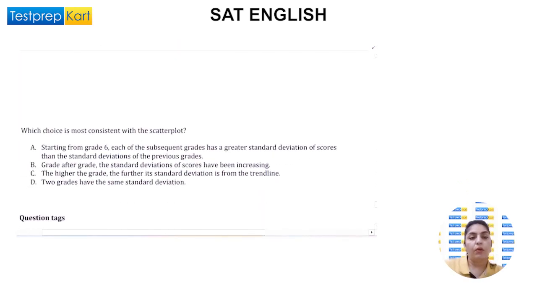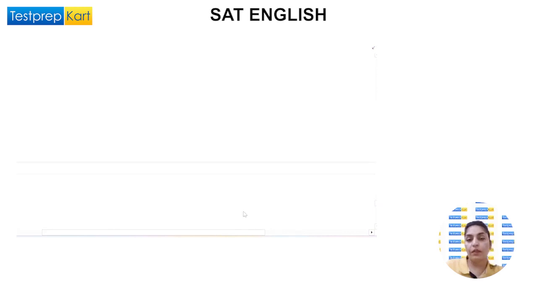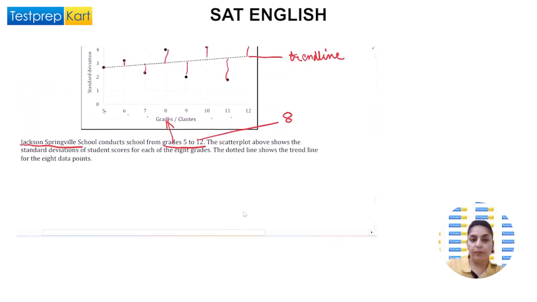Okay, which choice is the most consistent with the scatter plot? This is the scatter plot that we have seen. Now, which holds true? A, B, C, D. Let's read A. Starting from grade 6, each of the subsequent grades has a greater standard deviation than the standard deviation of the previous grade. Okay, is it right? Every time the grade has more deviation than the previous one.